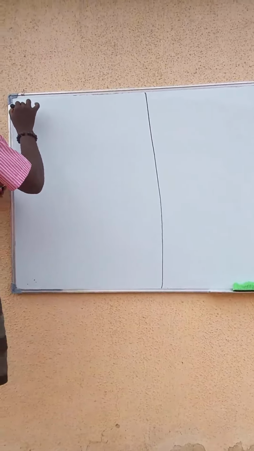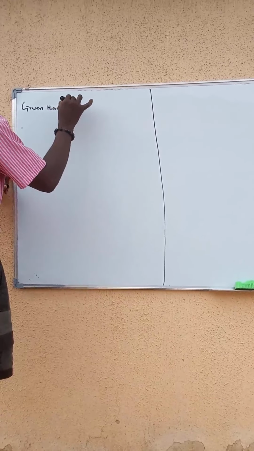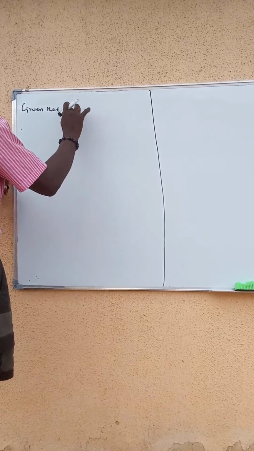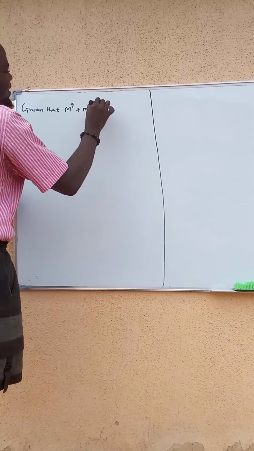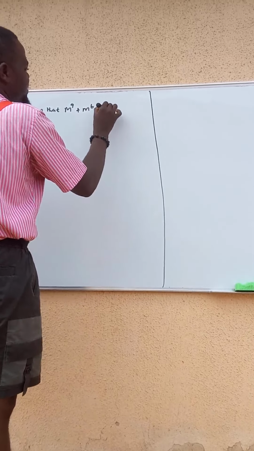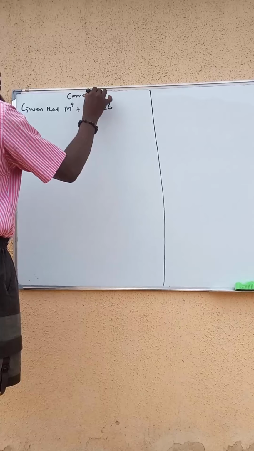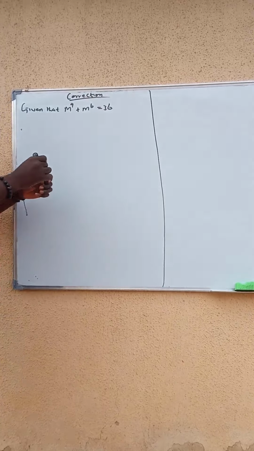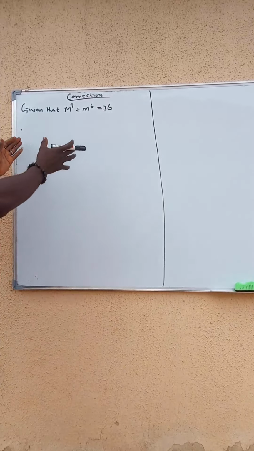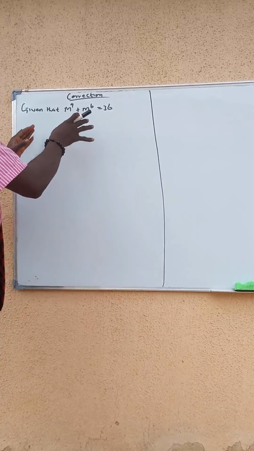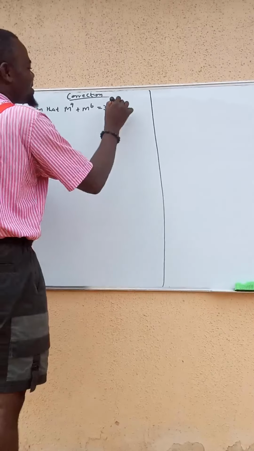We're given that m raised to power of 9, write the 9 straight, plus m raised to power of 6 is equal to 36. That is the correction. Good. We're given this, and you can see from here that it looks complicated somehow, but it's very simple.